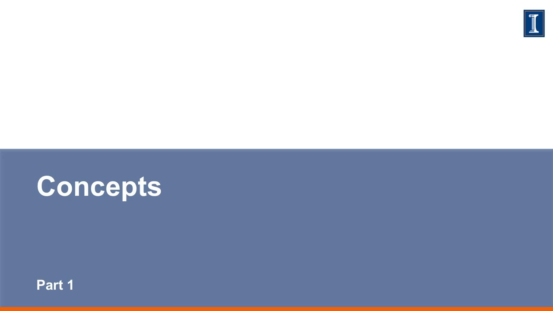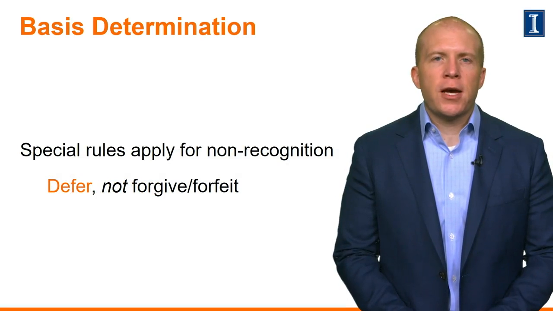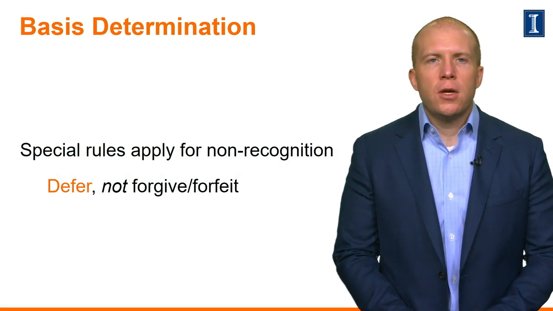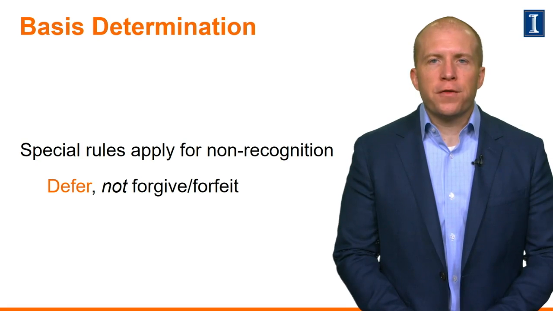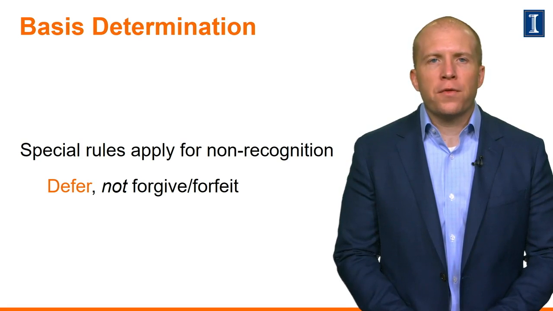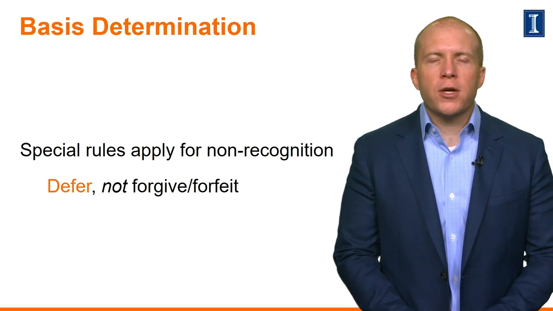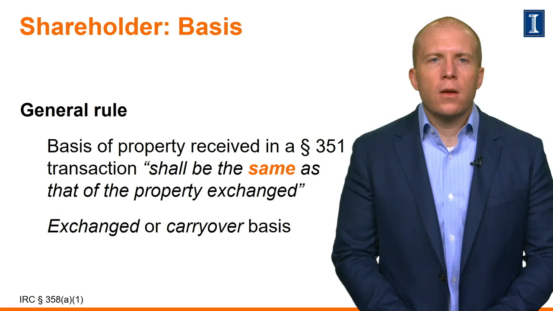You might recall from a previous tax course that special basis rules apply to non-recognition transactions, such as like-kind exchanges. The objective of these rules is to defer, that is, delay recognition, not completely forgive a gain or forfeit a loss. Thus, as a non-recognition event, property transfers under Section 351 are subject to special basis rules.